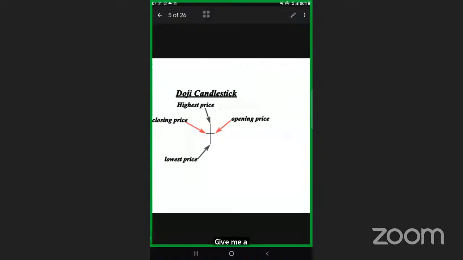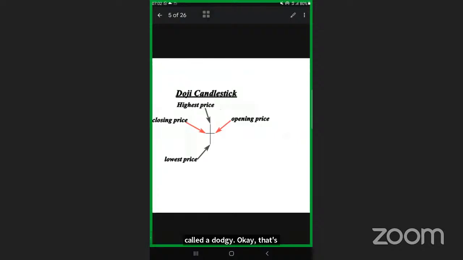All right. So this is what we call a doji candlestick pattern. If you are not going to find an engulfing bar type of a chart pattern, which comprises the bearish and the bullish, you are going to see another type of chart pattern called a doji.